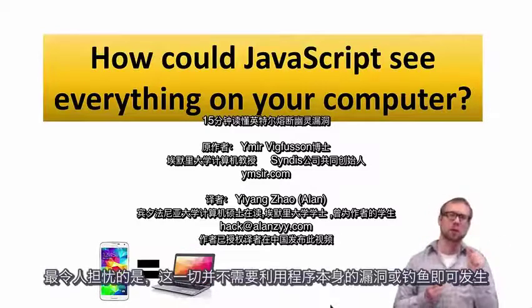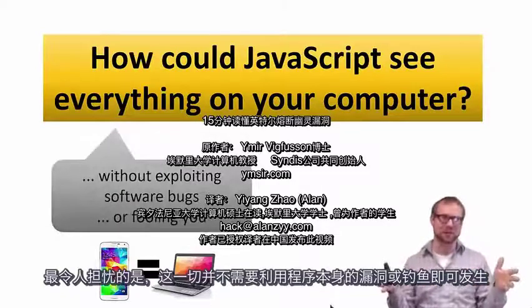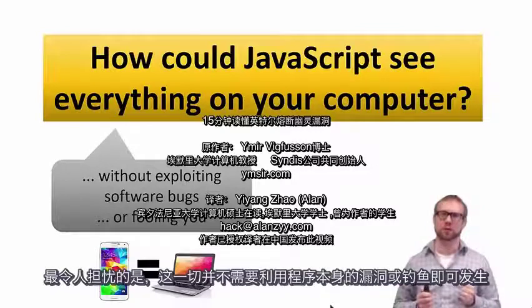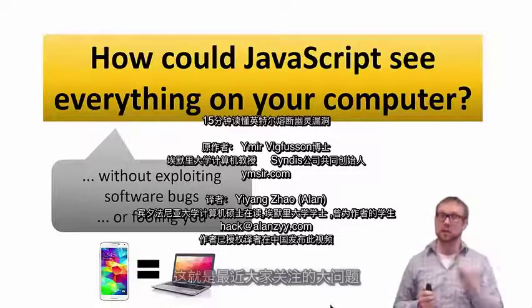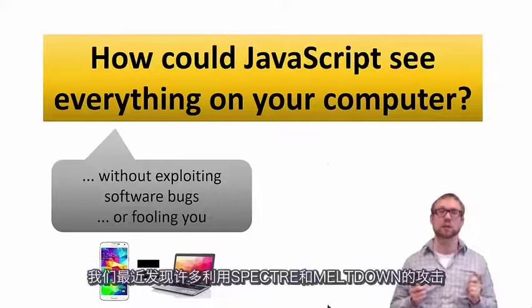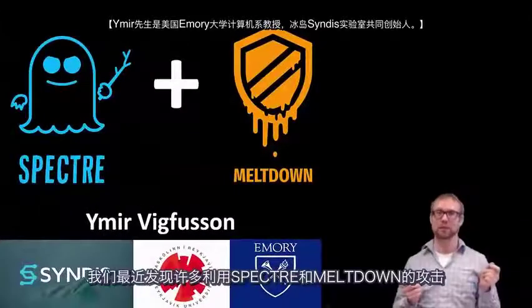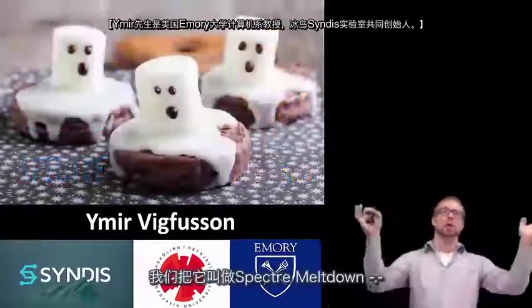What would be particularly worrying is if this were to happen without exploiting any software vulnerabilities or without fooling you to do so. And that's actually the state of affairs right now. We are currently seeing a series of attacks called Spectre and Meltdown. And what I'm going to call here the Spectre Meltdown.